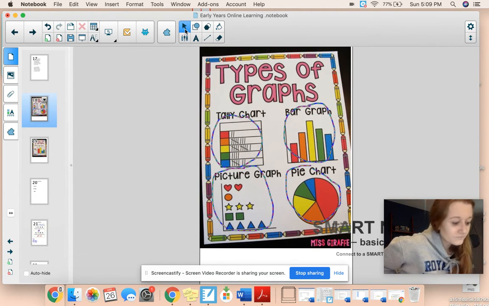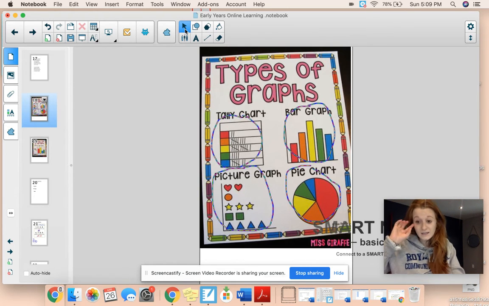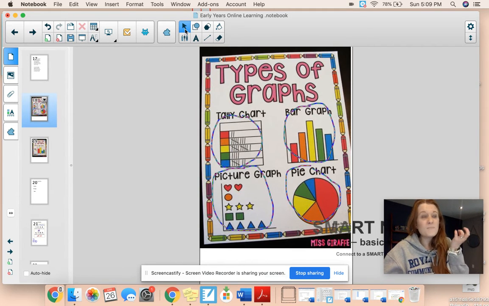So a tally chart is when we are recording our findings and recording our results using tallies. And then we add up our tallies to figure out what had the most amount of tallies, which had the least, okay? Were there events that were tied, okay?